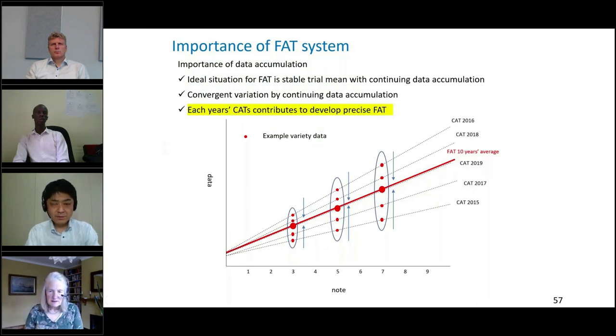I also would like to explain the importance of the FAT system, the importance of data accumulation. The ideal situation for the FAT is a stable trial mean with continuing data accumulation. Second, convergent variation by continuing data accumulation. Third, each year's CATs contribute to developing a precise FAT.